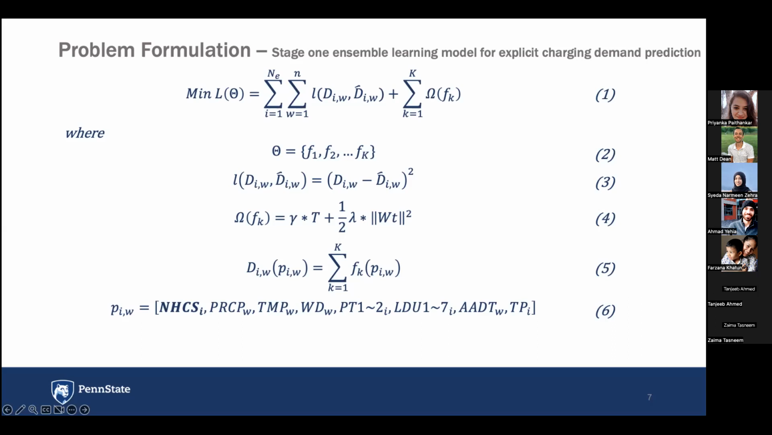In equation 2, theta is a set of base regression trees with the total number k. That is, during the model training process, we train one base regression tree at one iteration, and finally total k trees are obtained, which make up the ensemble learning model. And in equation 3, L is the loss function that takes the square loss form. In equation 4, omega is the regularization component. Equation 5, the predicted value is the summation of the regression result of total k trees. And equation 6 is the input feature vector.